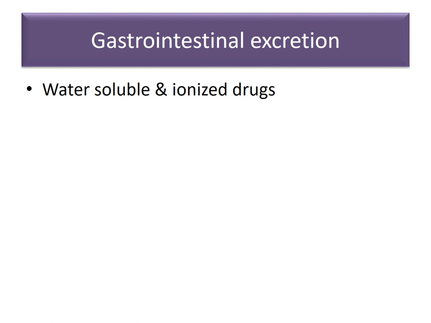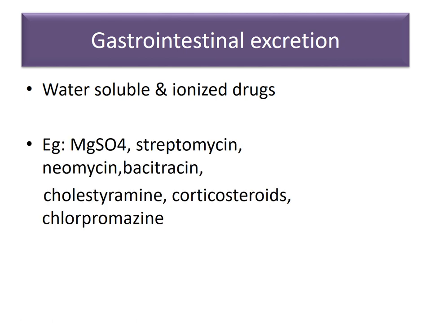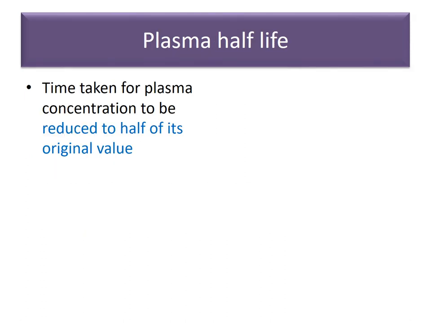And finally, the gastrointestinal excretion. Here, the water-soluble and ionized drugs will be excreted. Magnesium sulfate, streptomycin, neomycin, bacitracin, cholestyramine, corticosteroids, and chlorpromazine. These are the drugs which can be excreted through the gastrointestinal route. Okay, now we move to some important factors in excretion.